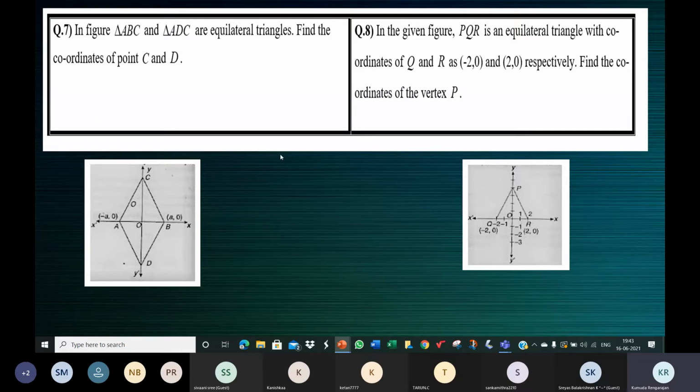Yes, do the 7th one. We just finished a similar one sometime back. So do the 7th one, all of you correctly now. 7 and 8. Try both 7 and 8.